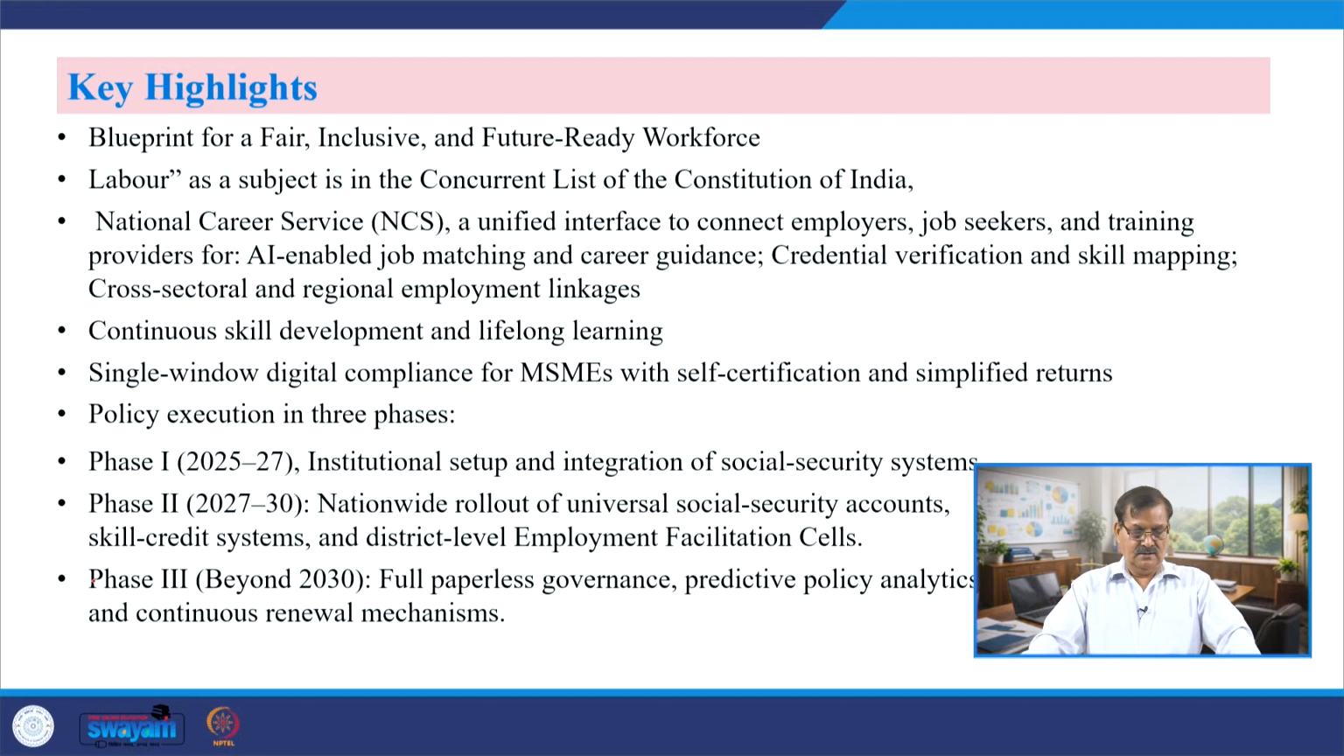In the first phase, the period is 2025 to 27 and the focus is on institutional setup and integration of the social security system. So, different social securities must be integrated and an institutional framework for the welfare of workers needs to be set up. Then the second phase, that will start from 2027 to 30, is the nationwide rollout of universal social security accounts, skill credit systems and district level employment facilitation cells.